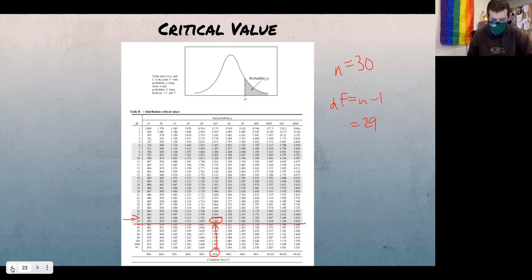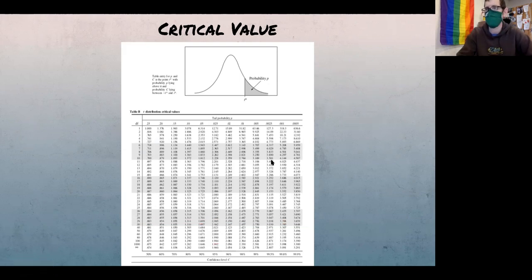So 2.045, and we can compare that to the Z critical value for 95%, which is 1.96. So we're going 1/10 of a Z score further out to capture 95% of the data. All right, that's probably good to go. 2.045, we'll remember that number.